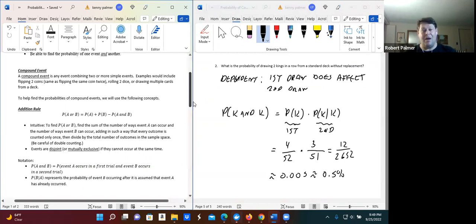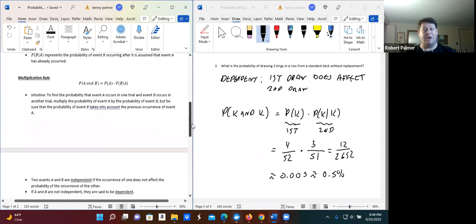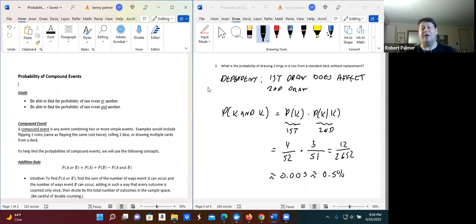And then if we have a compound event that is sequential, where one event happens after the other, like drawing cards from a deck, then it's first the probability of A, times the probability of B, given that A has happened. If A doesn't affect B, then they're independent events. But if A affects B, they're called dependent, and then we have to take into account how A happening can affect B happening. So that's the idea of the probability of compound events.